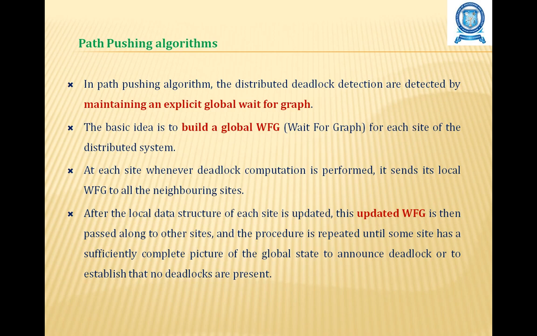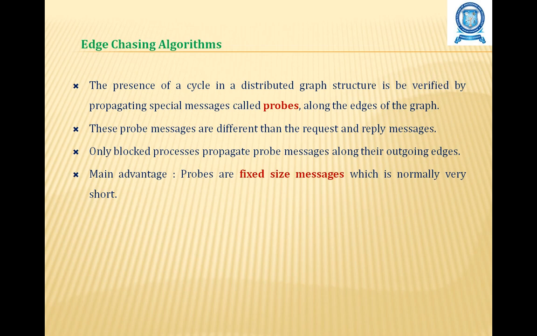other sites, and the procedure is repeated until some site has a sufficiently complete picture of the global state to announce deadlock or to establish that no deadlocks are present. So this feature of sending around the paths of the global wait for graph has led to the term path pushing algorithm. The second algorithm is the edge chasing algorithm.